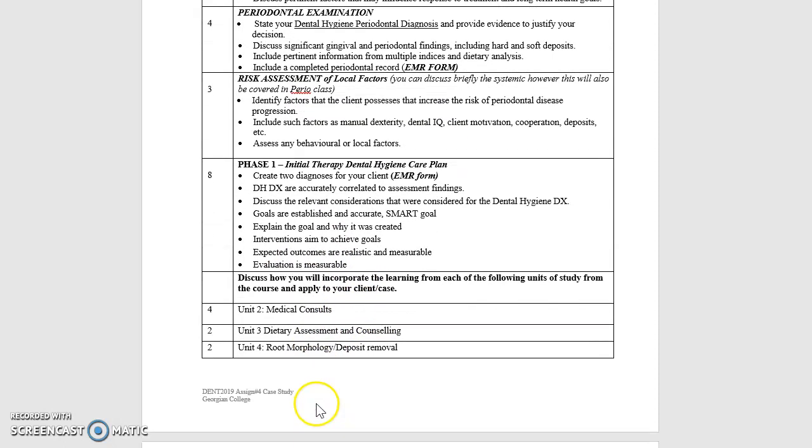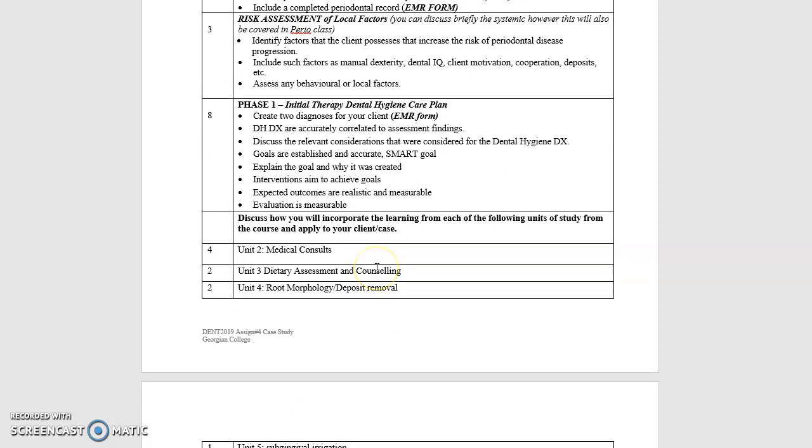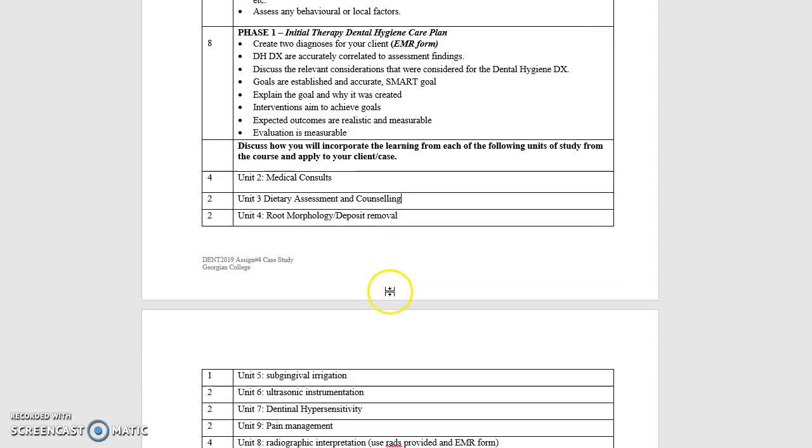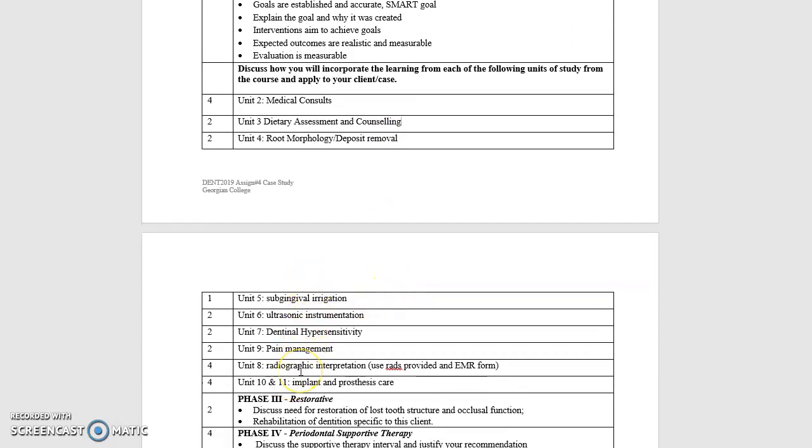This next section is going to help you study for the final, be a good guide for your studying. You're going to incorporate the learning from each of the units of study from class and apply it to your client. So what we learned under medical consults, how are you applying that to this client? Dietary assessment and counseling, how would you apply this unit to your client? Root morphology, and so on. So each of these units, whether we have touched on them or not, you should be able to find enough information posted and or in textbooks to be able to at least give a bit of information worth the marks in this column to explain how this is relevant to the client that you currently have on paper or in your chair.